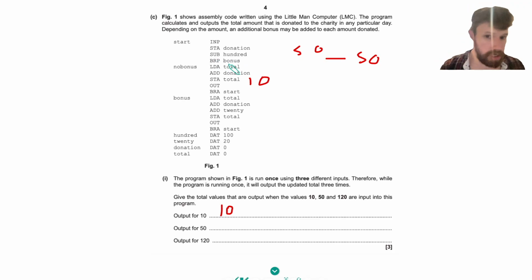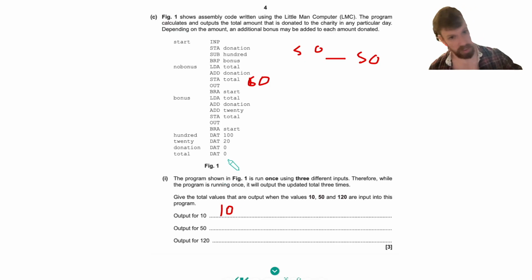We're going to do a little check. Is it positive? Are we going to get a bonus? No. And then we're going to load total, which is 10. We're going to add the donation. So this goes from 10 to 60 now. A little mistake that I would see a lot of people making on this one is they would think that's 50, because it just continues running all the way through. So that's going to go 10 to 60.